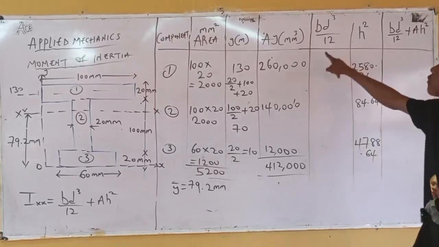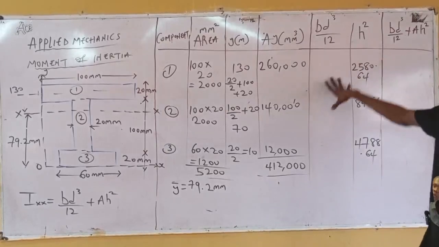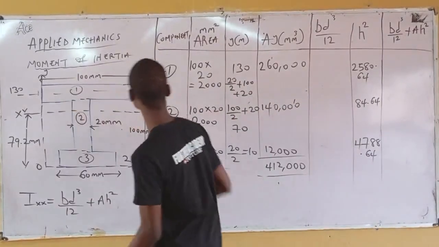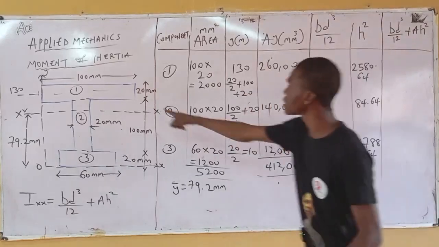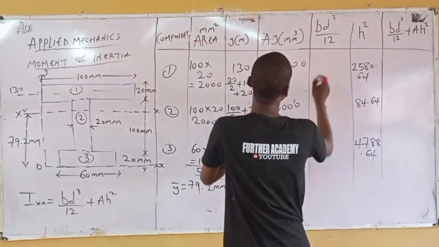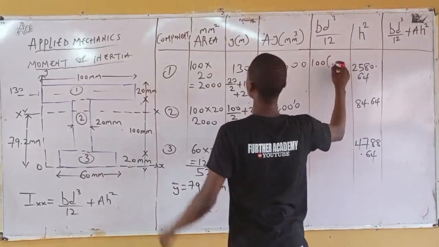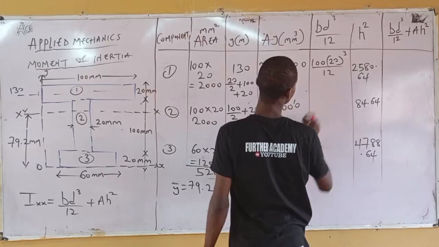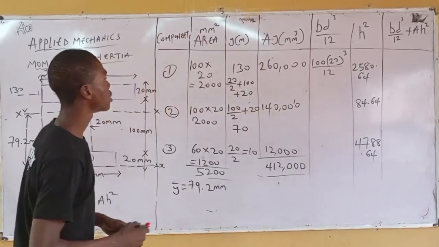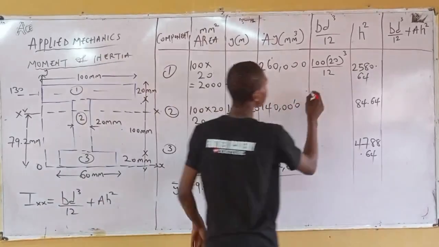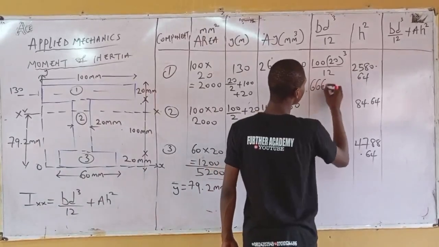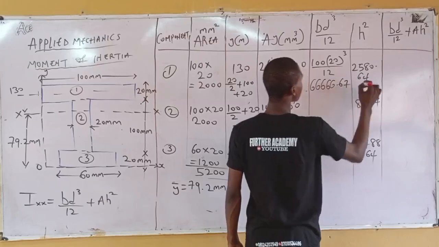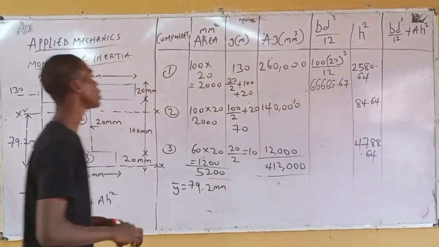Now let's solve for the BD cube over 12 of each component. For component 1, what's the breadth? What's the depth? The depth here is 20. So you have 100 all into bracket 20 cube divided by 12. What's the answer? 666. Please confirm. 5, 6, 1, 2, 3, 4, 5.67. That's for the first component.